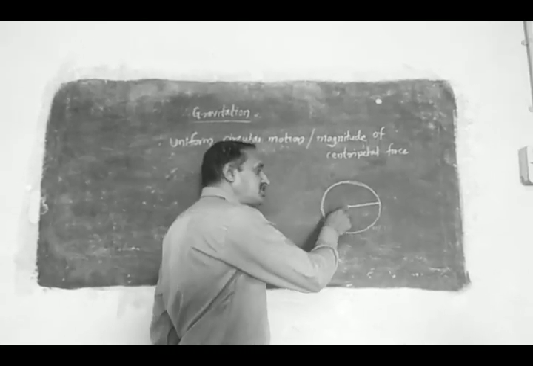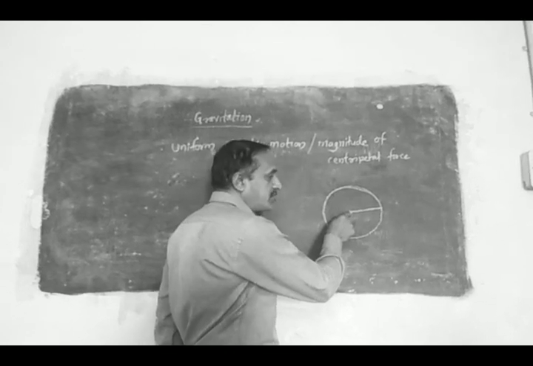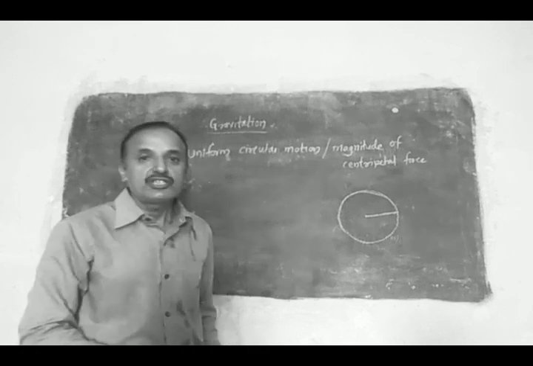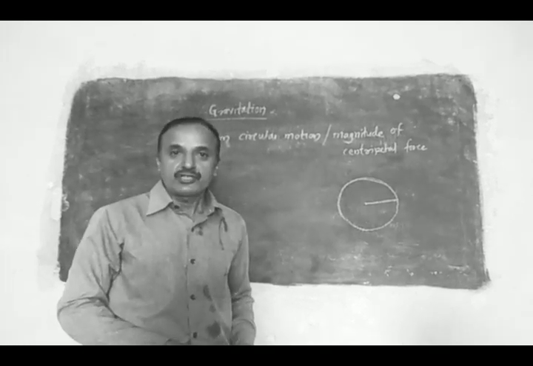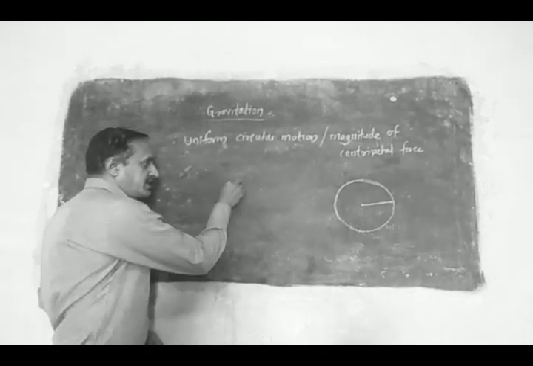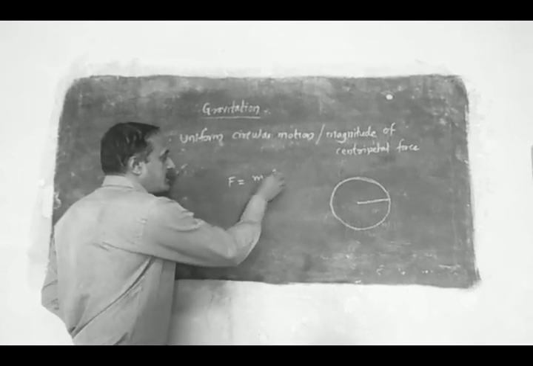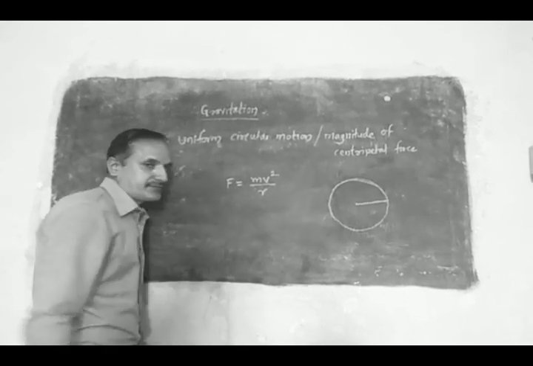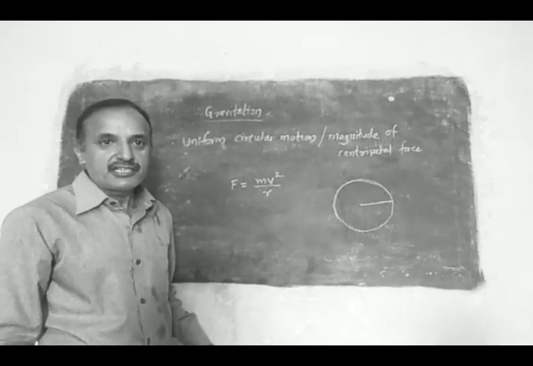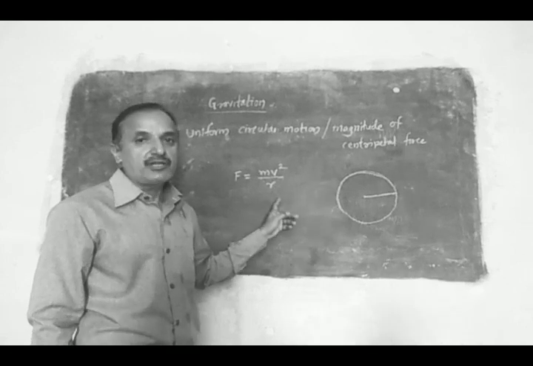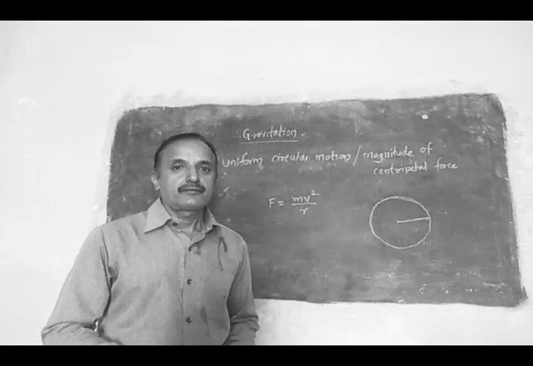That force starts from the center of the circle and through the radius it acts on the object. So it is called a centripetal force. This centripetal force is always equal to mv square upon r. F equal to mv square upon r.